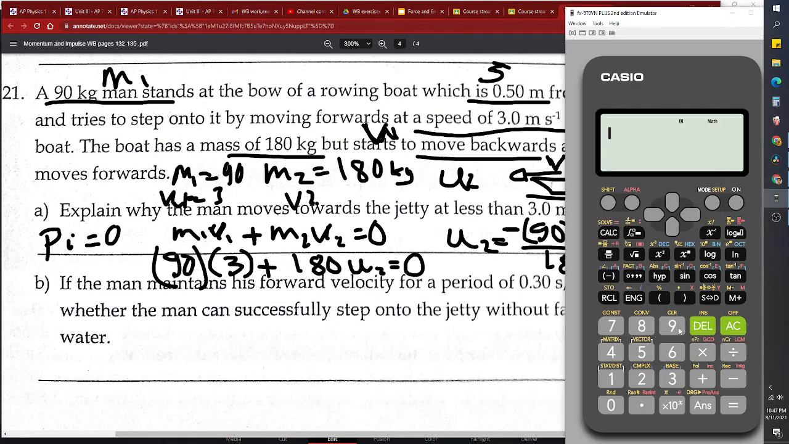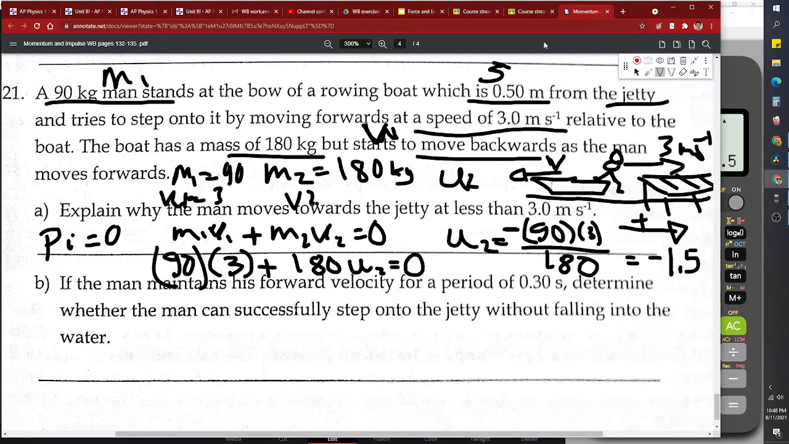Okay, if I took out my calculator, I mean, you can do it in your head, I'm sure, guys. 270 is 90 times 3, divided by the 180. You can see there's a ratio there, 3 to 2. If I did that, you can see it's 1.5. Okay, so 1.5 meters per second backwards. I can say negative 1.5 meters per second, or I can say 1.5 meters per second backwards.